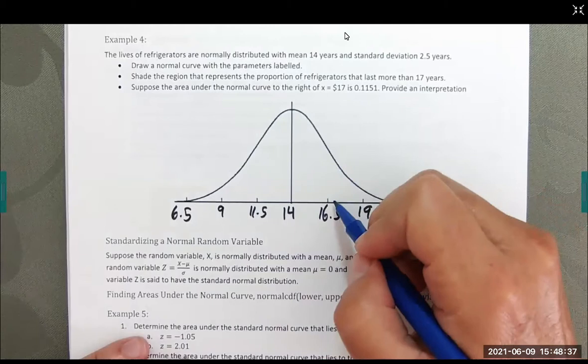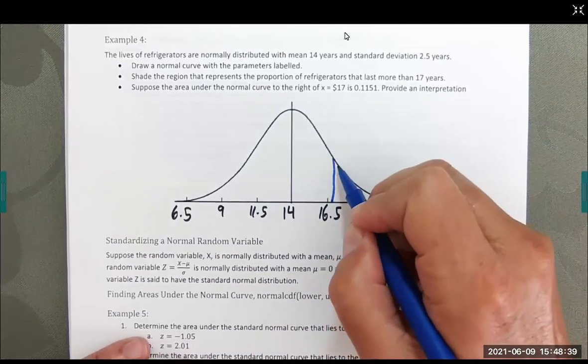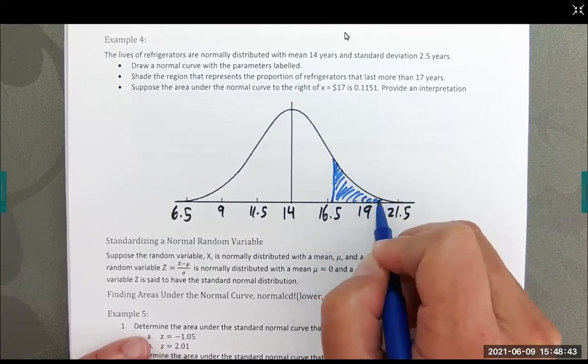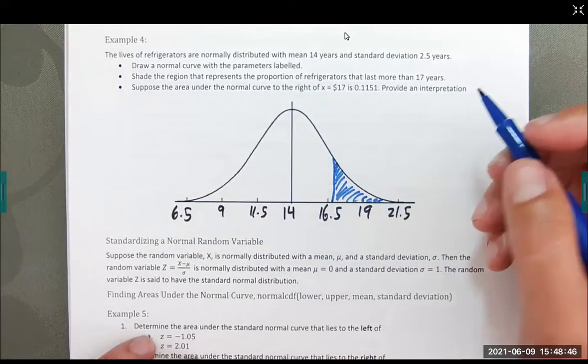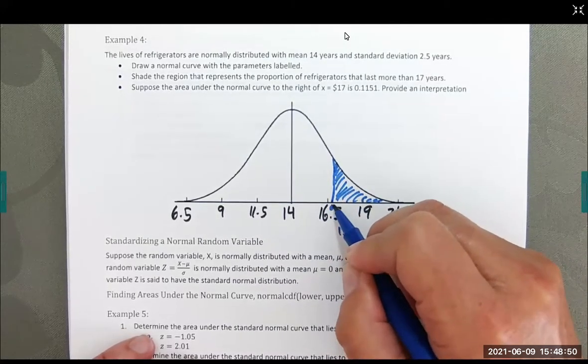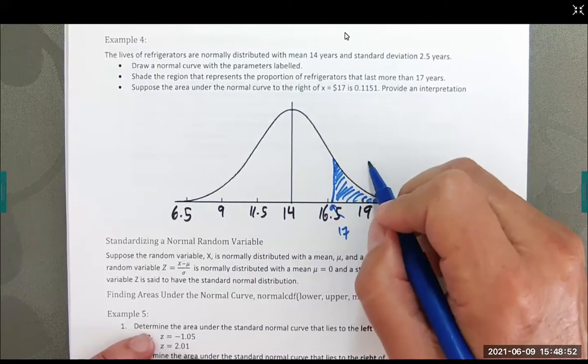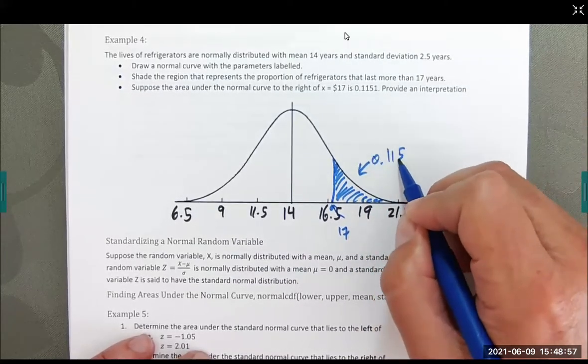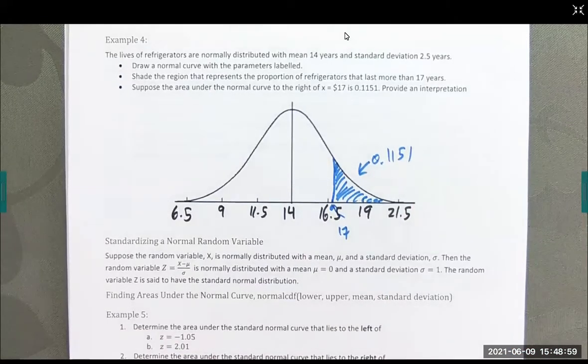So 17 is going to be about here. And more than 17 is going to be to the right. 17 goes right there. And the third part tells us that the area to the right is 0.1151. So what we could say is that about 11.5% of the refrigerators last more than 17 years. Is how we would interpret that.